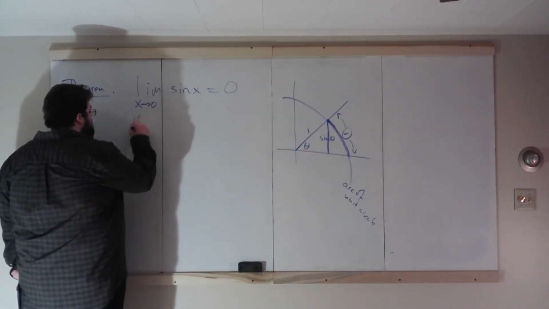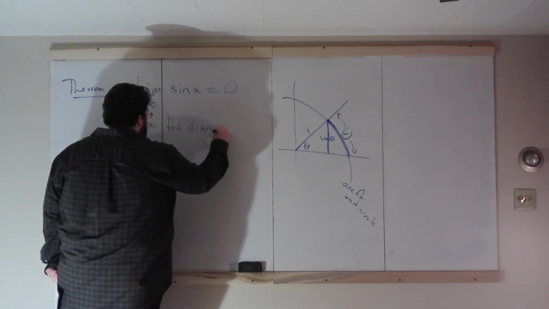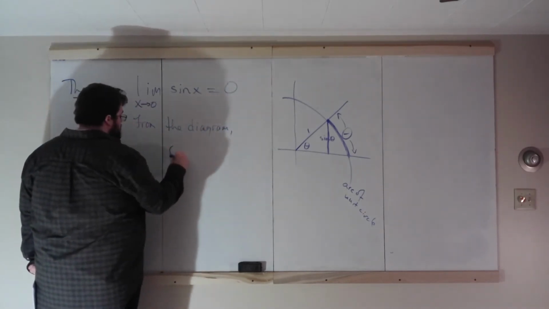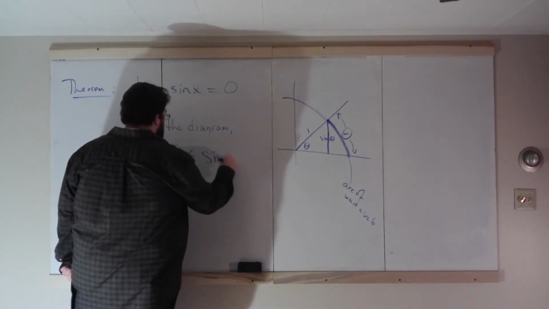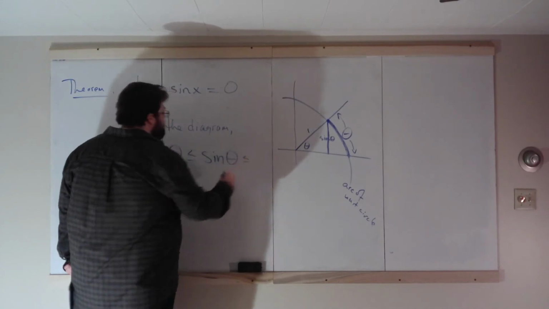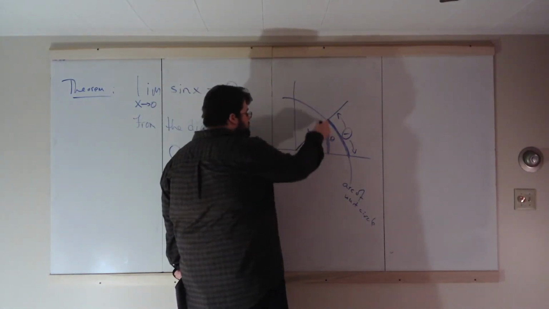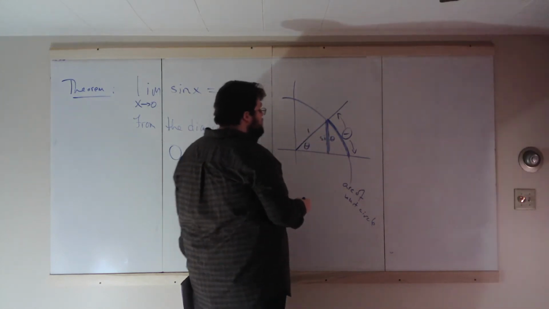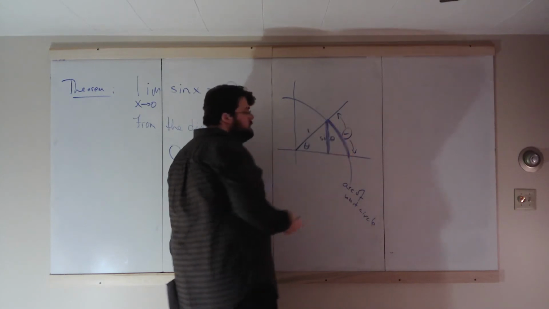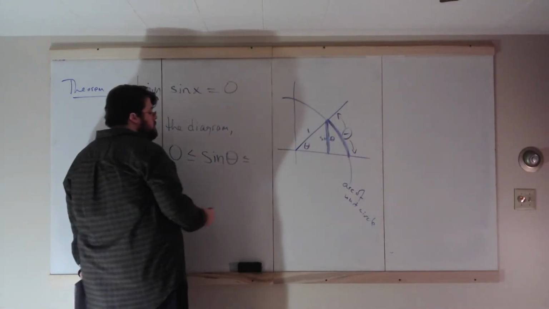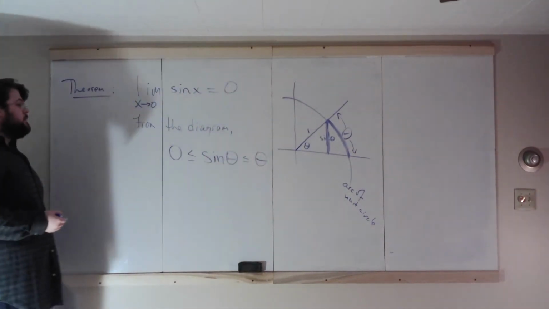So we'll say from the diagram, it's always positive. It's always larger than 0. Sine of theta is this vertical line, this vertical distance. This vertical distance is less than this arc distance, which is given by theta.